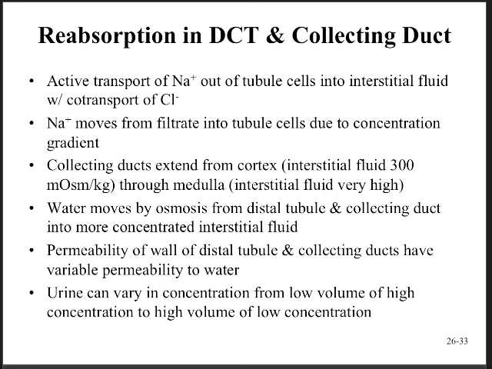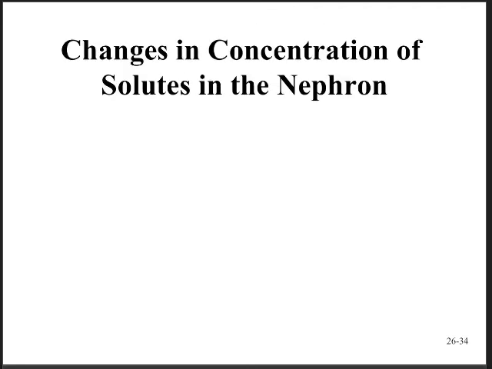Urine can vary in concentration from low volume of high concentration to high volume of low concentration. And again, this is in order to maintain our fluid balance. We don't want to lose fluid or electrolytes unnecessarily. At the same time, we don't want to accumulate fluid unnecessarily. And that's why the kidney can adjust on the fly the amount of urine it actually produces.